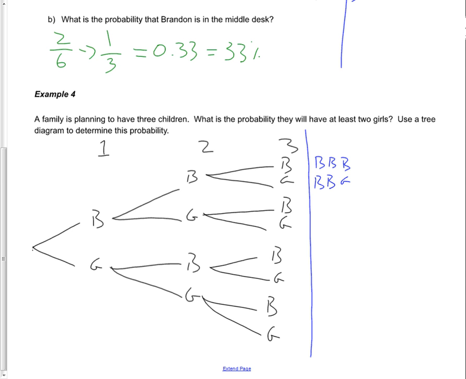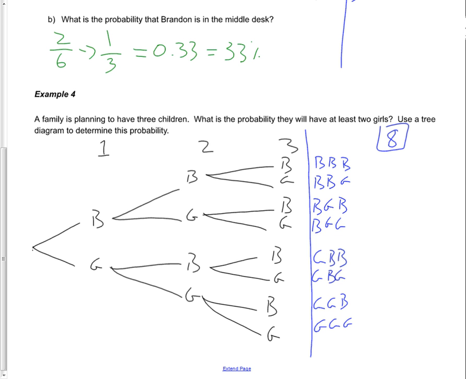boy, boy, girl. We could go boy, girl, boy, boy, girl, girl. Or we could go girl, boy, boy, girl, boy, girl, girl, girl, boy, or girl, girl, girl. So in total, there's 8 possible outcomes if you're having 3 children.